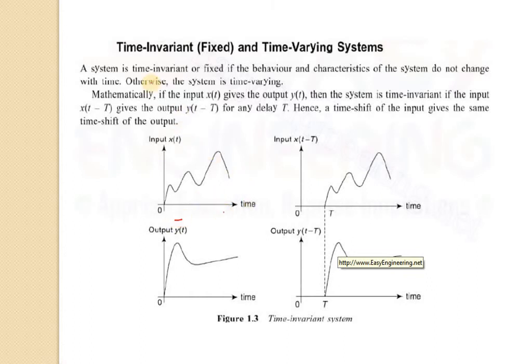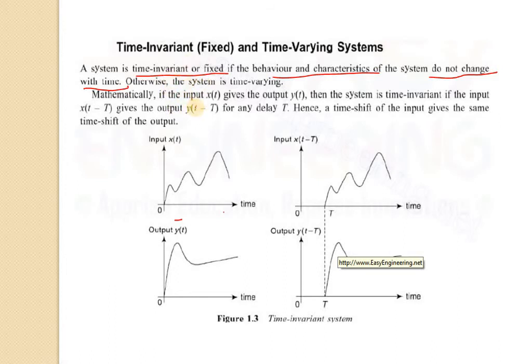A system is called time invariant or fixed if the behavior and characteristics of the system do not change with time. That means throughout the time, the nature of the system is fixed. So the system is called time invariant or fixed. The opposite is the time varying system. Definitely, the system will vary with time.